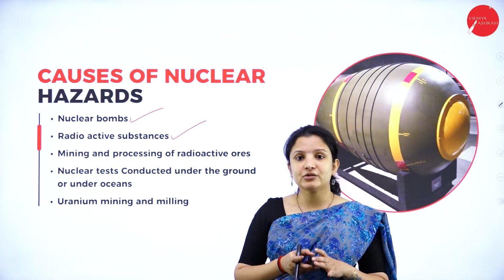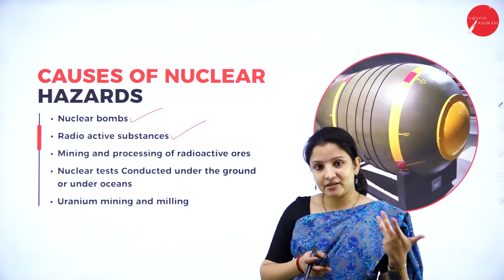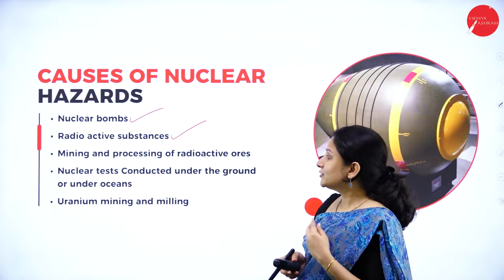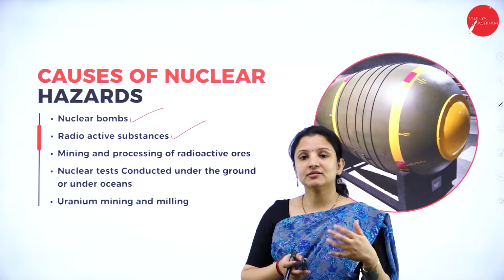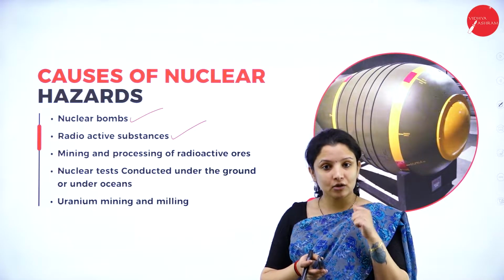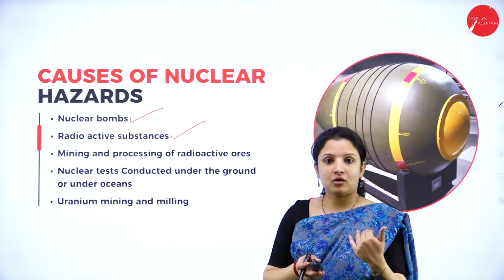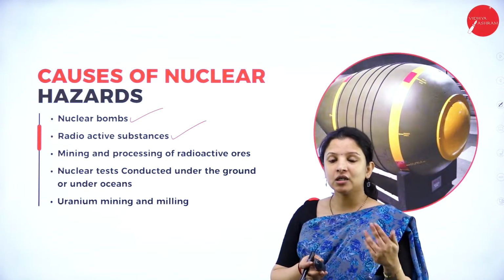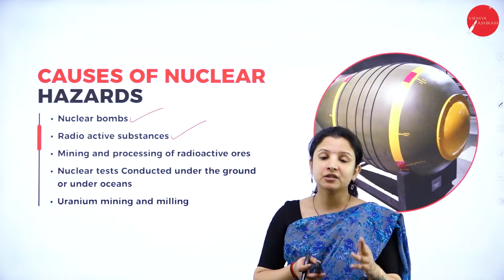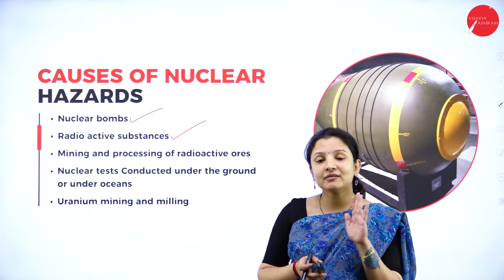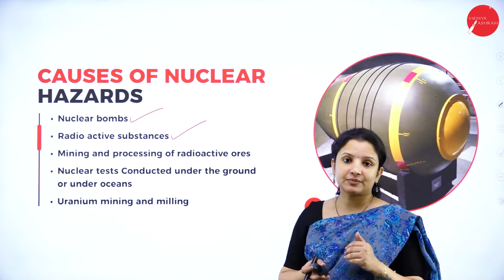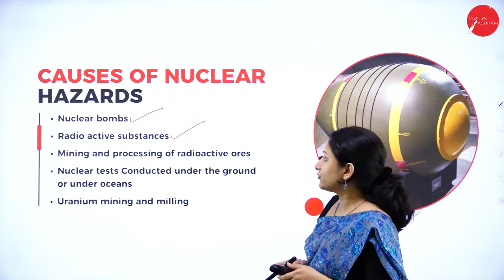Radioactive substances are used for a lot of experimental studies related to the earth, that is geology related and all that. During that time, some accidents occur, some leakage occurs, or proper storage of these radioactive substances, like uranium, is not done. It can leak into the environment and cause a lot of problems to humans, animals and plants, and as a whole to the biodiversity. Therefore, radioactive substances are one of the causes of nuclear hazards.